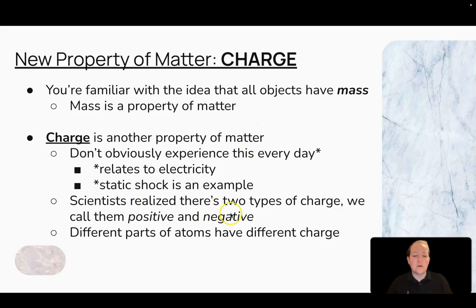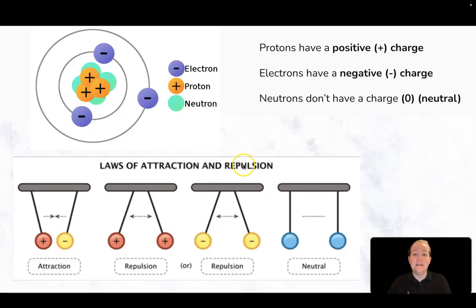Now, scientists have realized that there's actually 2 different types of charge. There's only one mass, but it turns out there's 2 distinct ways to look at charge, and they kind of act like opposites. They call them positive charge and negative charge. Well, in atoms, different parts of atoms have a positive charge and different parts have a negative charge.